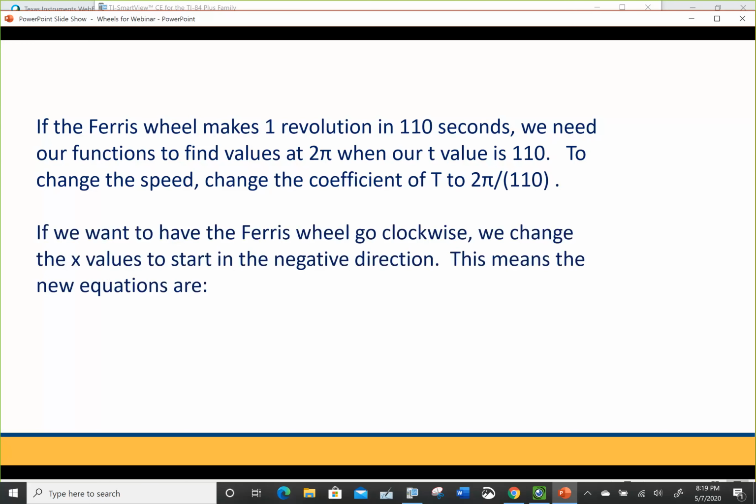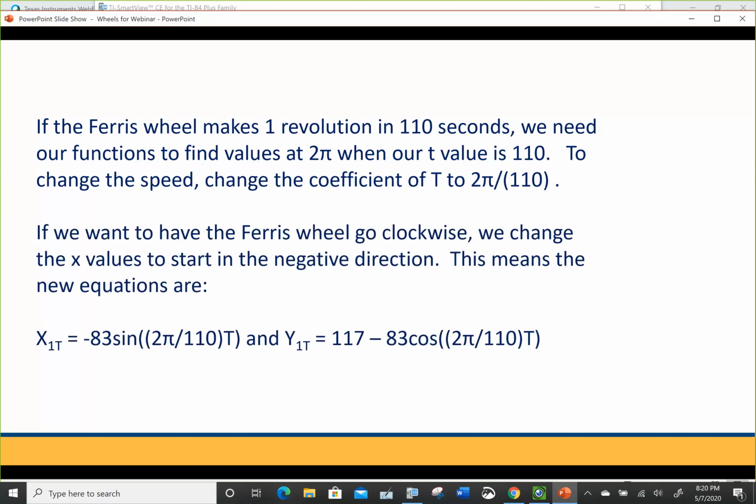If we want the Ferris wheel to go clockwise, we can change the x values to start in the negative direction. And that means our new equations are going to be x sub 1 of t is negative 83 sine of 2 pi divided by 110 times t, and y sub 1 of t is 117 minus 83 cosine of 2 pi divided by 110 t. Now, I'm going to let you stare at these for a second. You could reduce that fraction if you wanted to.